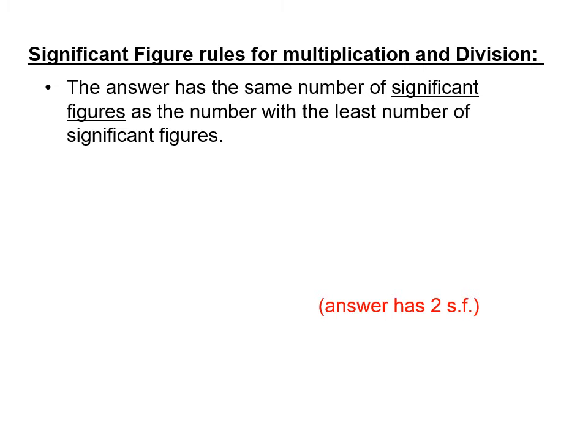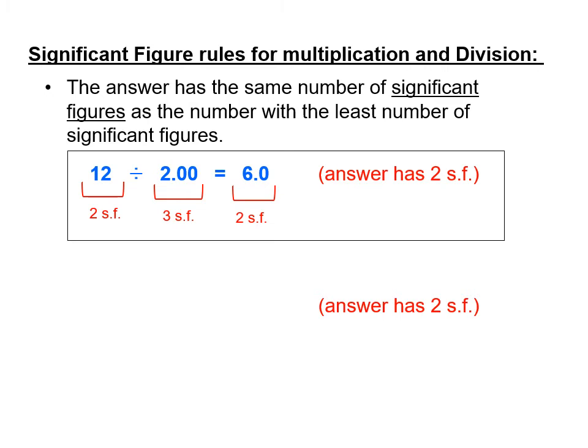All right, so what are the rules for significant figures in multiplication and division? So let's say you're multiplying two numbers by each other, or you're dividing two numbers by each other, and you want to know how many significant figures your final answer will have. The rule is that the answer has the same number of significant figures as the number with the least number of significant figures. So here's an example.